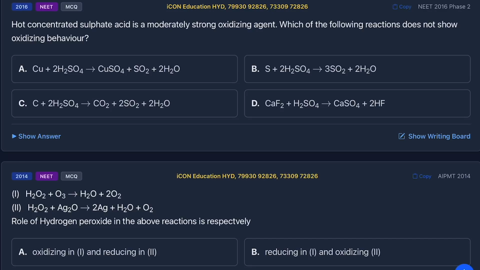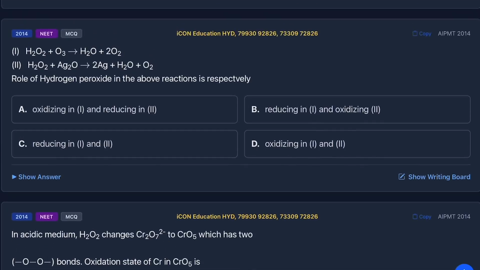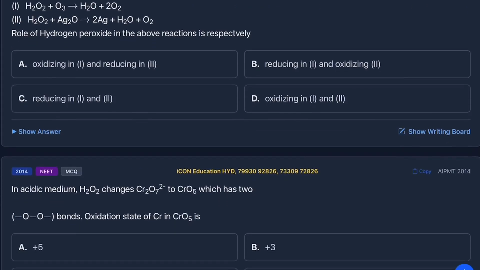Next, we are moving towards the next question. H2O2 plus O3 gives H2O plus 2O2. Next, H2O2 plus Ag2O gives 2Ag plus H2O plus O2. H2O2 is called hydrogen peroxide. The role of hydrogen peroxide in the above reactions is, respectively, what? Here they are asking what happens to the H2O2.